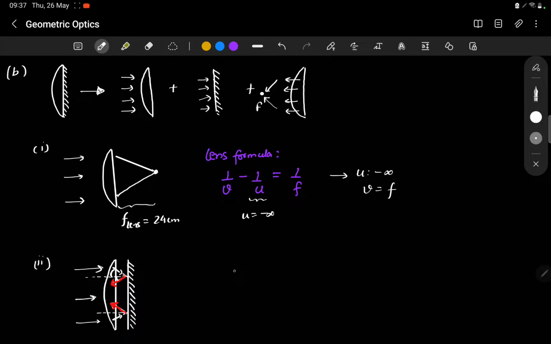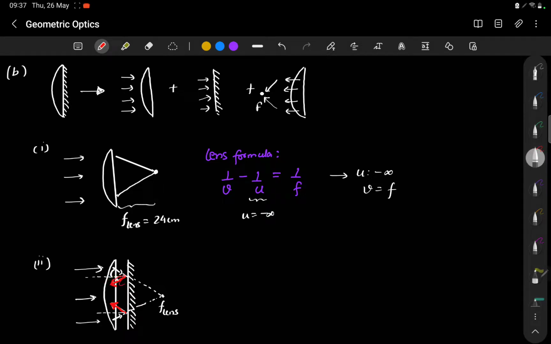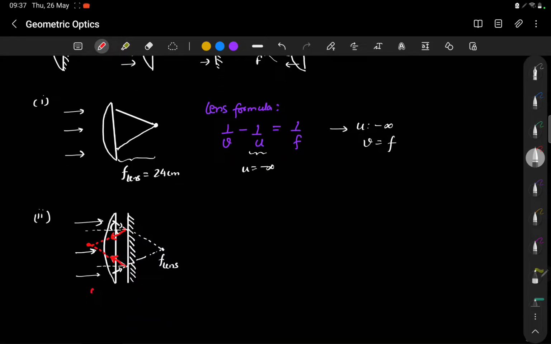So this means that if the mirror was not there, then the image would have been formed somewhere here at the focal point of the lens. Because the mirror is there, these rays are going to get reflected and they will meet at some point, and because of this property of plane mirrors, this distance is also going to be the same as the focal length of the lens. Why? Because this distance behind the mirror and this distance in front of the mirror are the same by reflection from a plane mirror. This is due to reflection from a plane mirror.